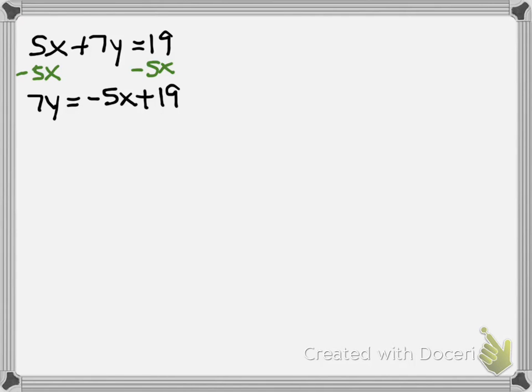how do I get the y alone? Patrick? We're going to divide by 7, and that means everything gets divided by that 7. So we get y equals negative 5/7 x plus 19/7.